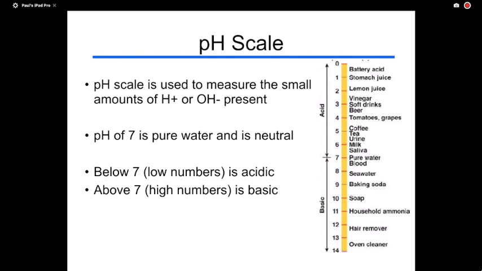And then if you take a look at hair remover like Nair and oven cleaner, they're closely related to each other. And so if you've ever used hair remover, you know you can't leave it on too long, right? You will be burned. Why? Because it is very, very basic.